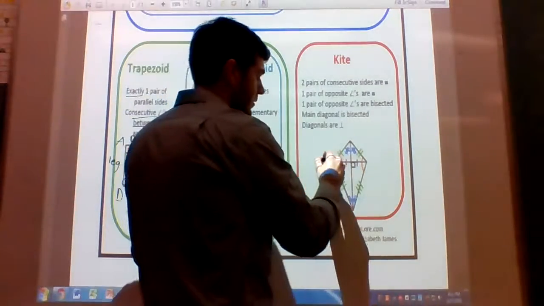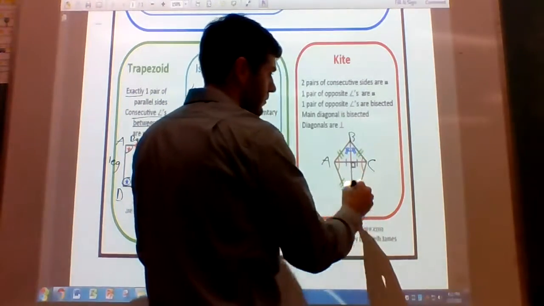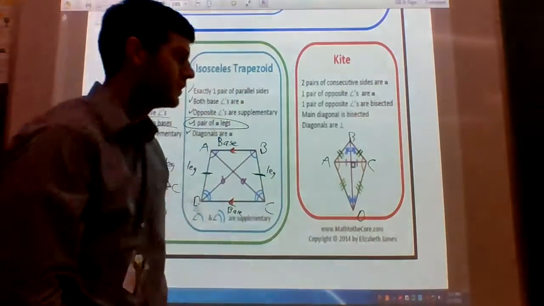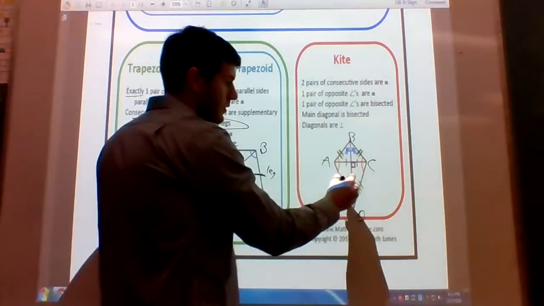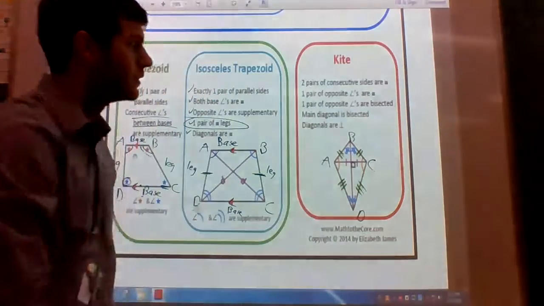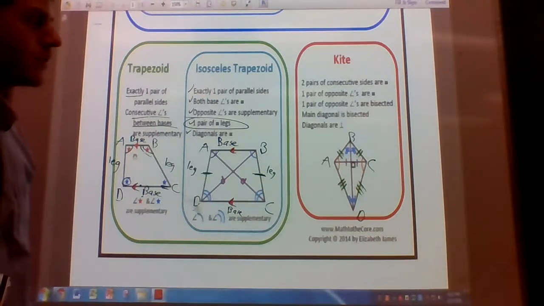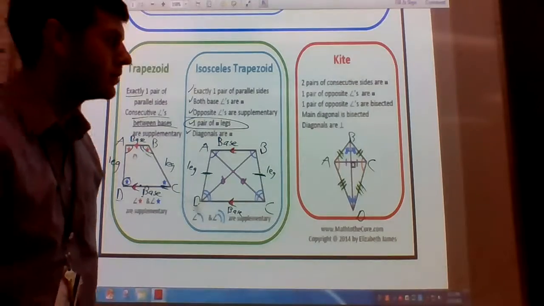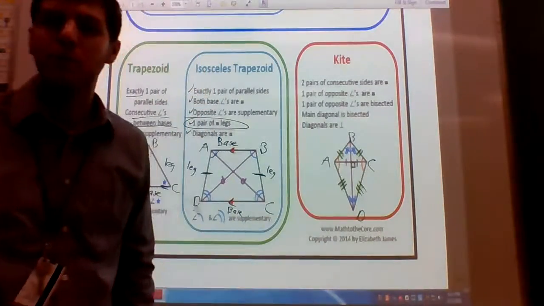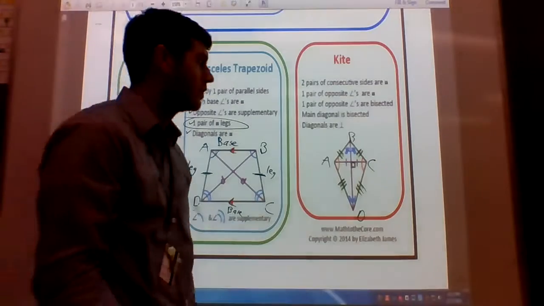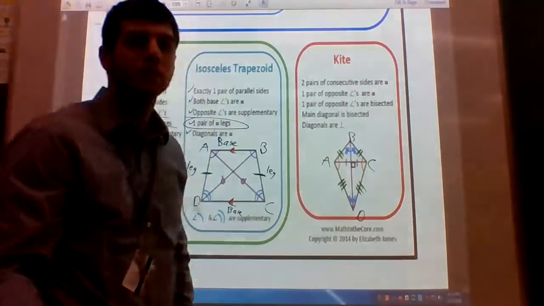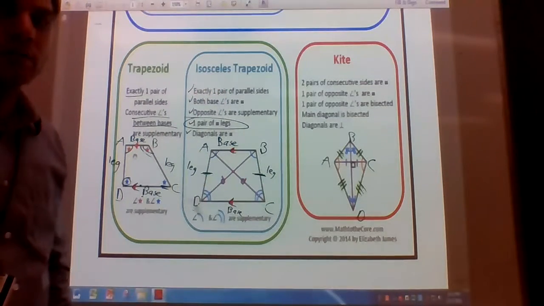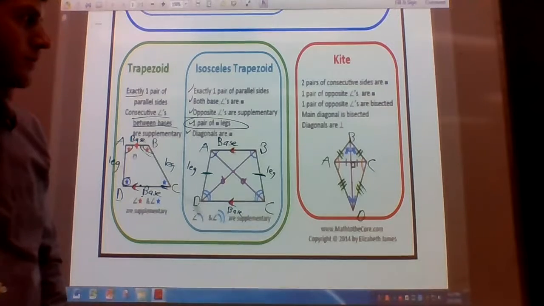So again, if this is A, B, C, and D, AB is congruent to BC. Okay, that's one pair of consecutive sides, and this is the other pair of consecutive sides, AD and CD. This is another one where classification can get confusing because we're talking about disjoint or non-disjoint. You can see both types of definitions. You can see times where people say kites can be rhombuses, but this is the definition we're going with. We're going with the disjoint one, where we have two sets of separate consecutive sides that are congruent.